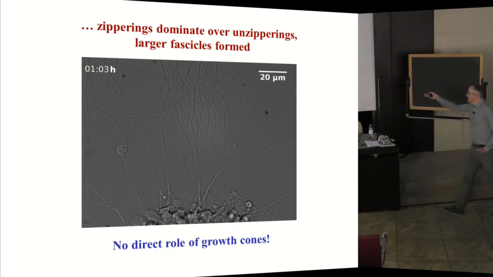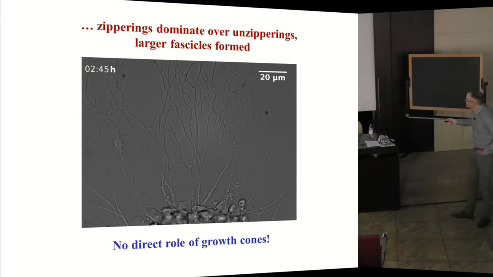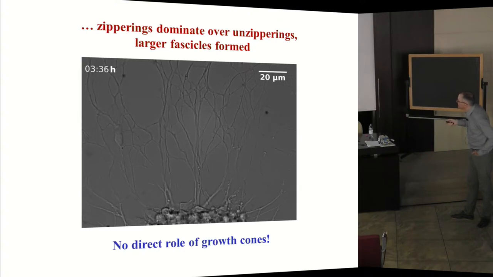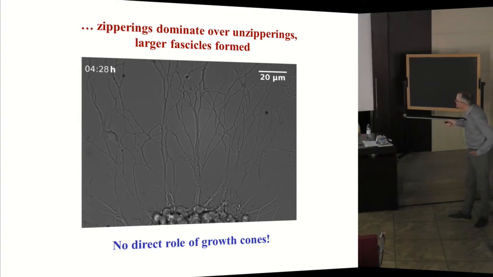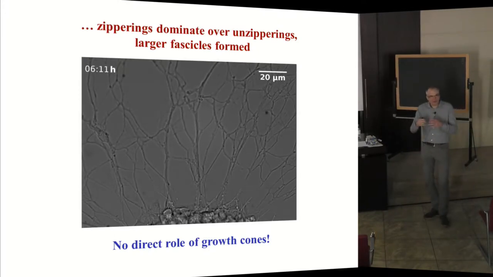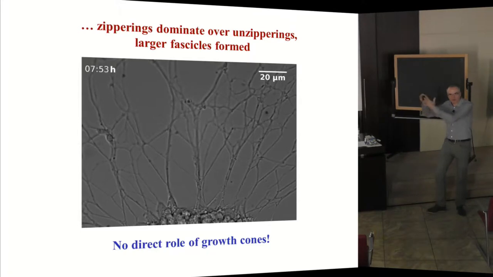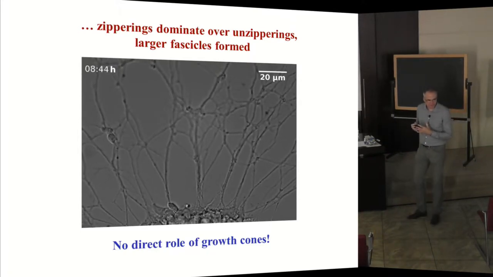Now I'm showing again the same video, and maybe after I primed you, now you can see that there are continuously some zippering and unzippering processes throughout the network, and overall, the zippering dominates over the unzippering. And that's why you get progressive fasciculation.